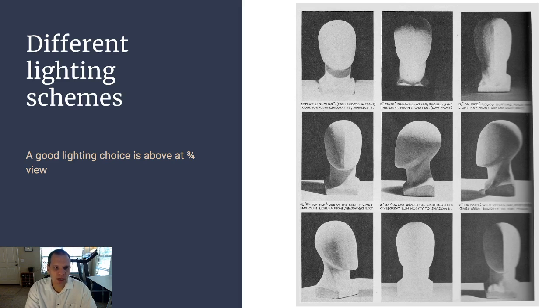In reference to what we'll be doing this week, there are different lighting schemes that we can figure out or utilize. Here are some examples of different lighting schemes, all of a bust. The first one is a flat lighting scheme, and this is good for posters, decorative subjects, or to show simplicity.